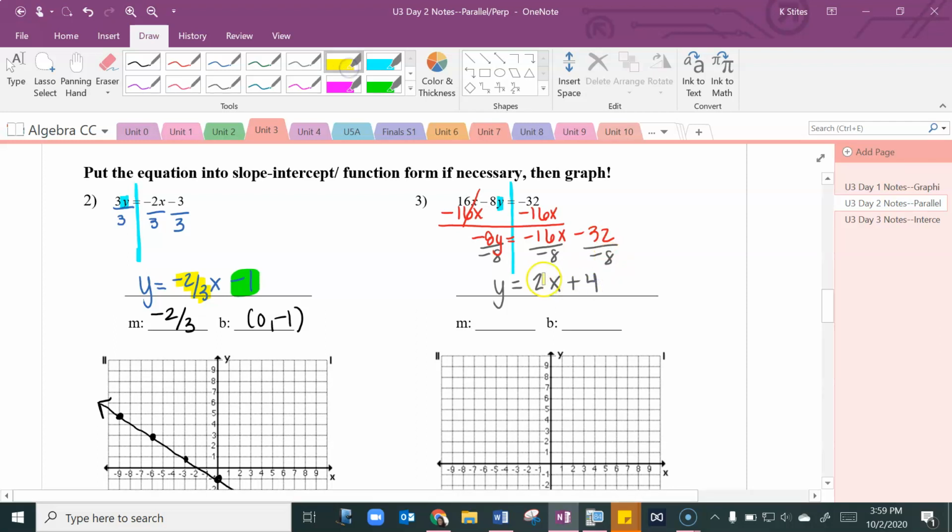Our slope is the 2. Our y-intercept is the 0, 4. And now we'll go ahead and we'll graph this.